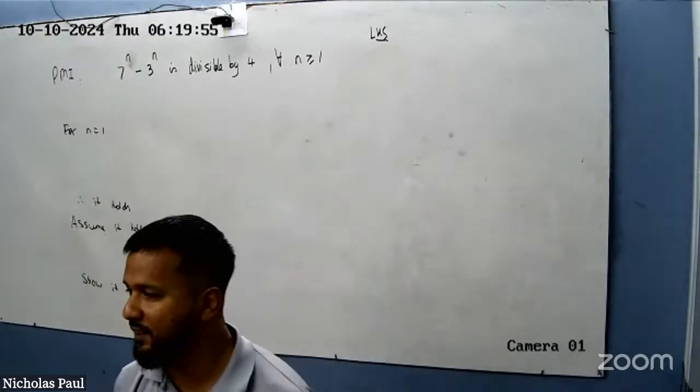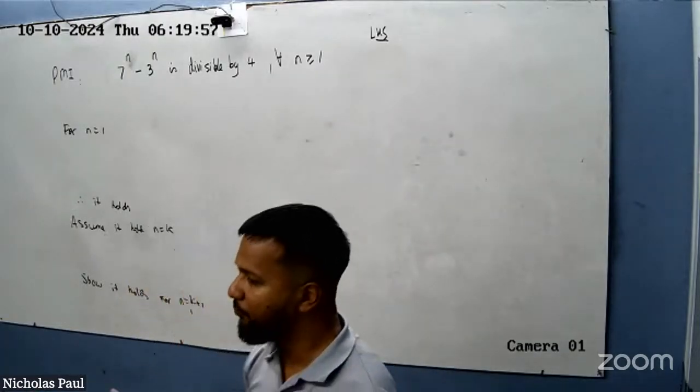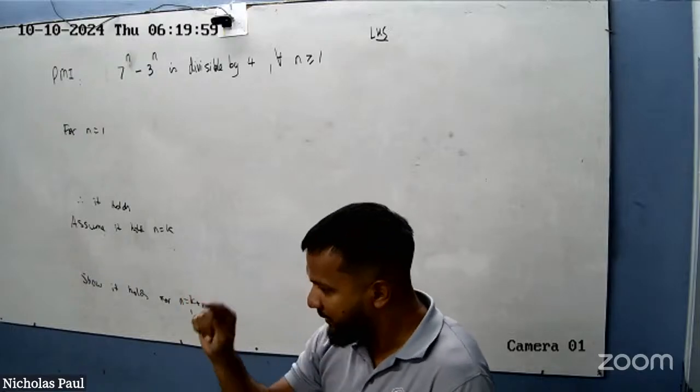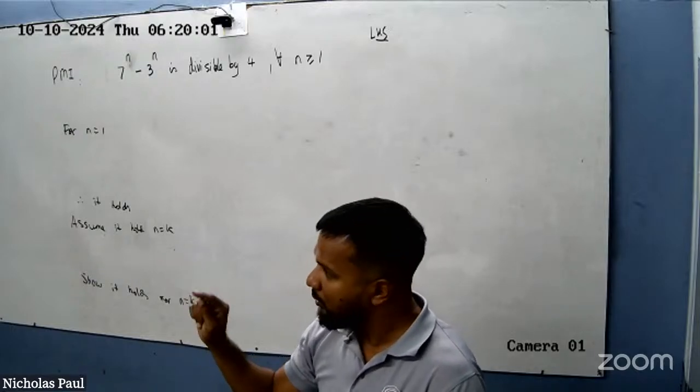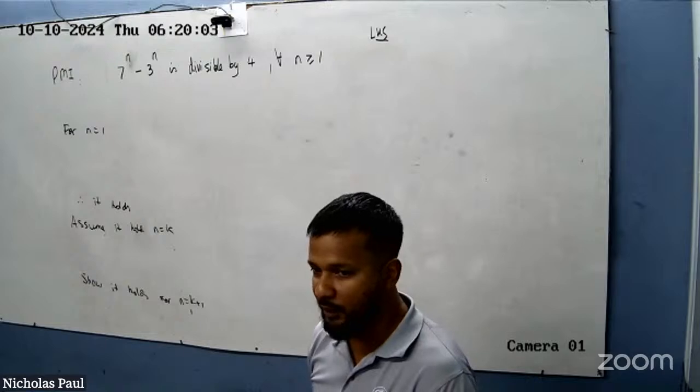Right? So as I said, you can make anything the subject of the formula, the key part, right? You can let 7 to the K be the subject or 3 to the K be the subject.